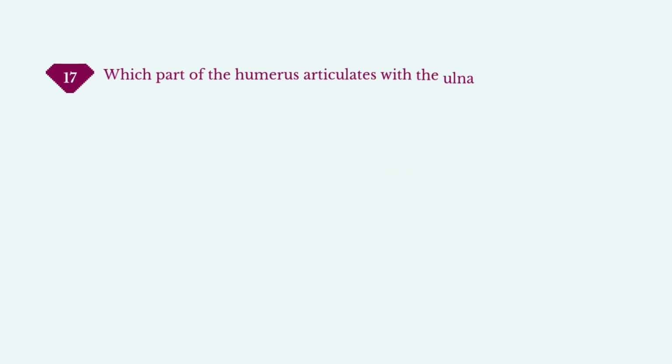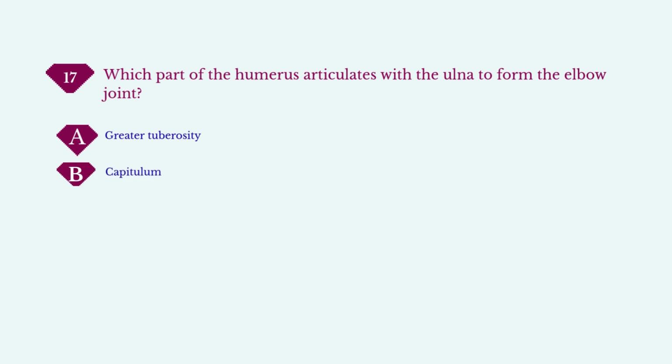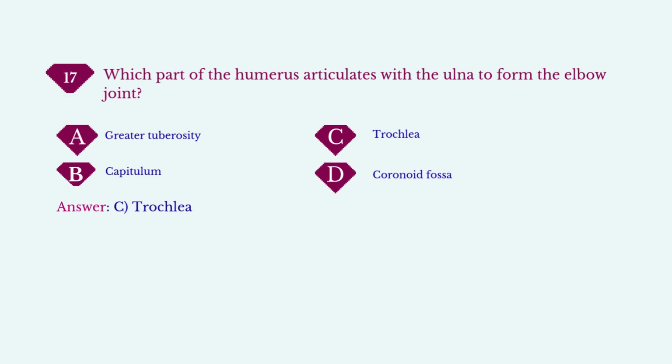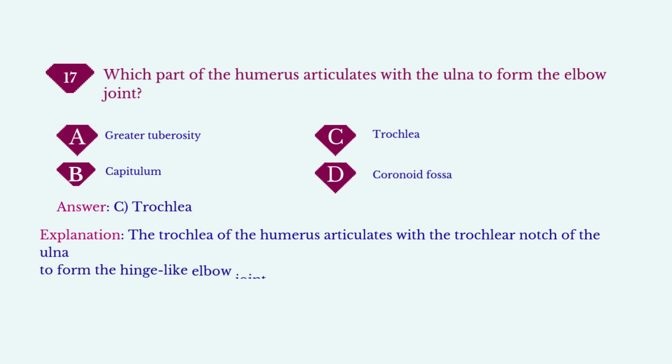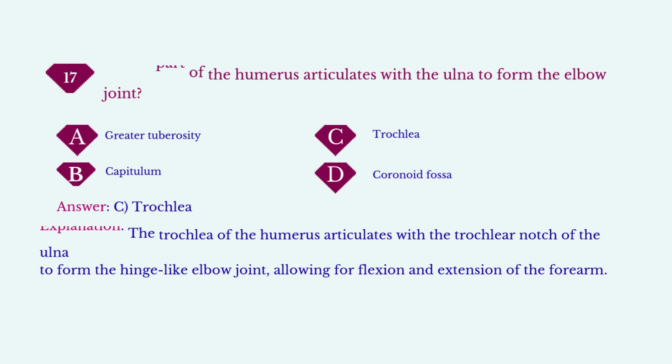Which part of the humerus articulates with the ulna to form the elbow joint? A. Greater tuberosity. B. Capitulum. C. Trochlea. D. Coronoid fossa. Answer: C. Trochlea. Explanation: the trochlea of the humerus articulates with the trochlear notch of the ulna to form the hinge-like elbow joint, allowing for flexion and extension of the forearm.